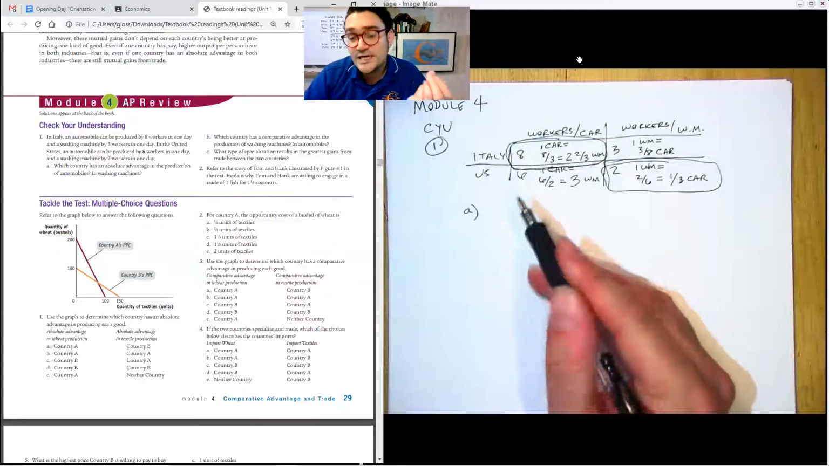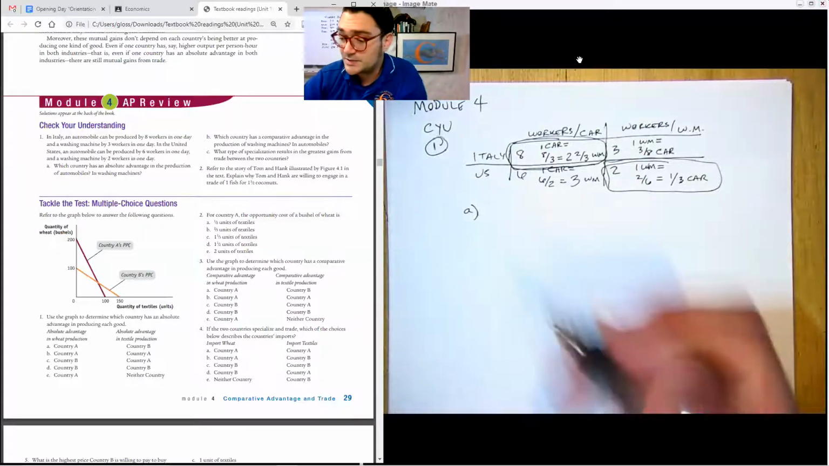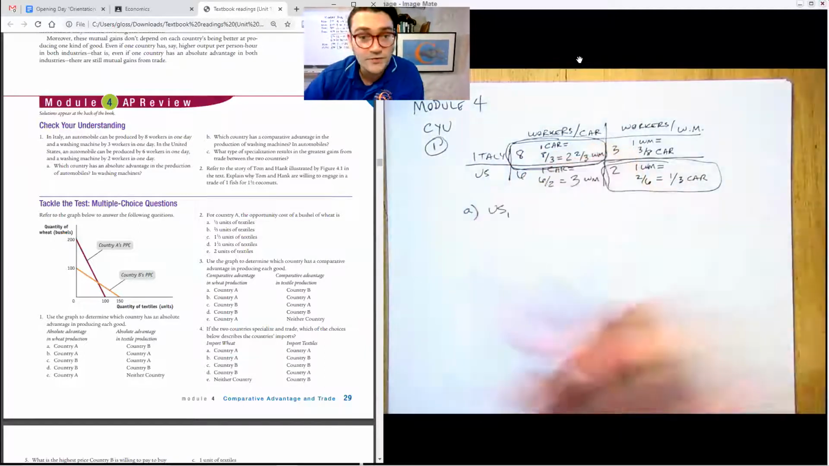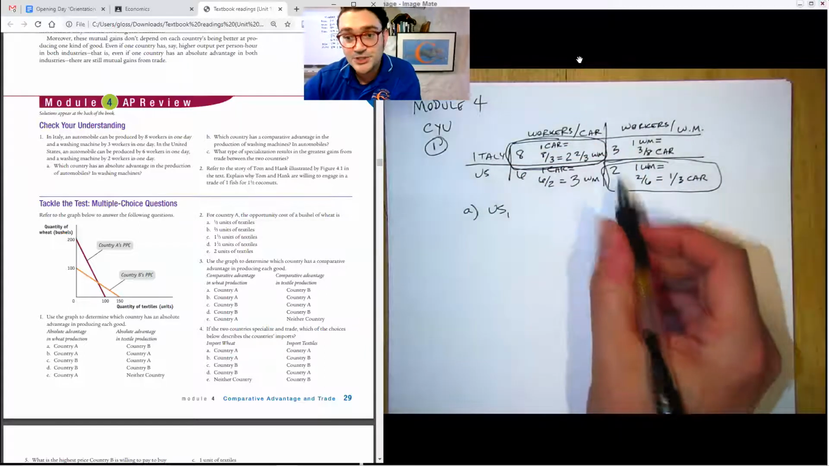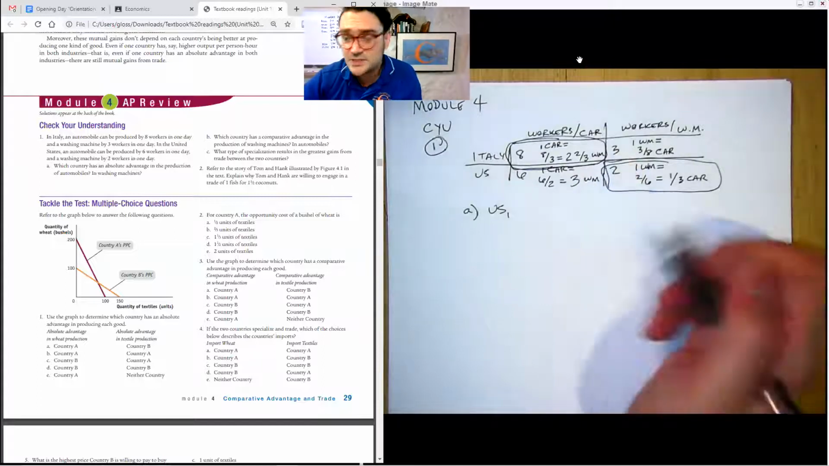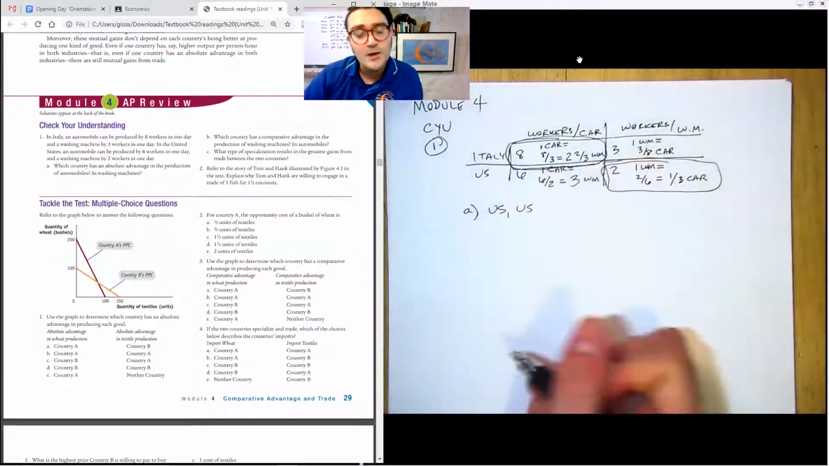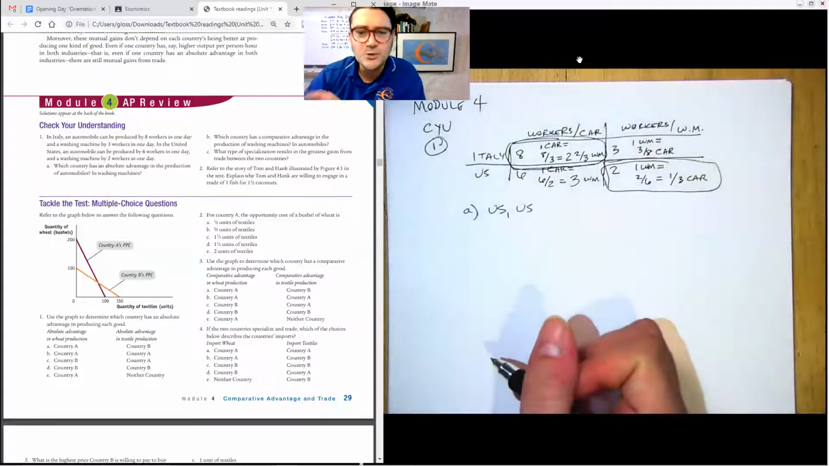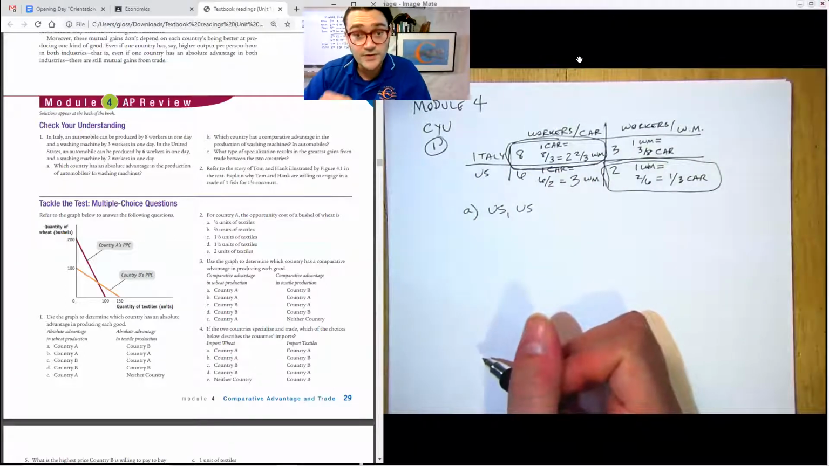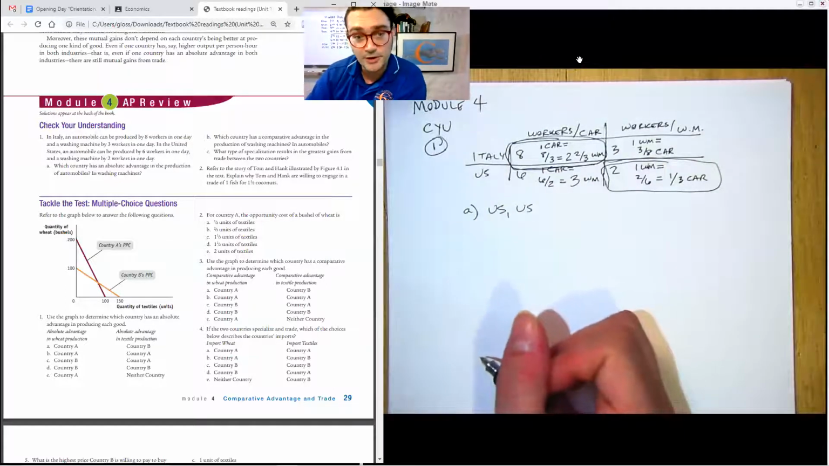So we would say the country that has absolute advantage in making cars is the United States, because they can do it with fewer workers. Now, with washing machines, it's the same story, right? 2 is less than 3, so we'd say the US for both. But remember that doesn't mean that the United States has no reason to trade with Italy. In fact, they should specialize and trade according to their comparative advantage.